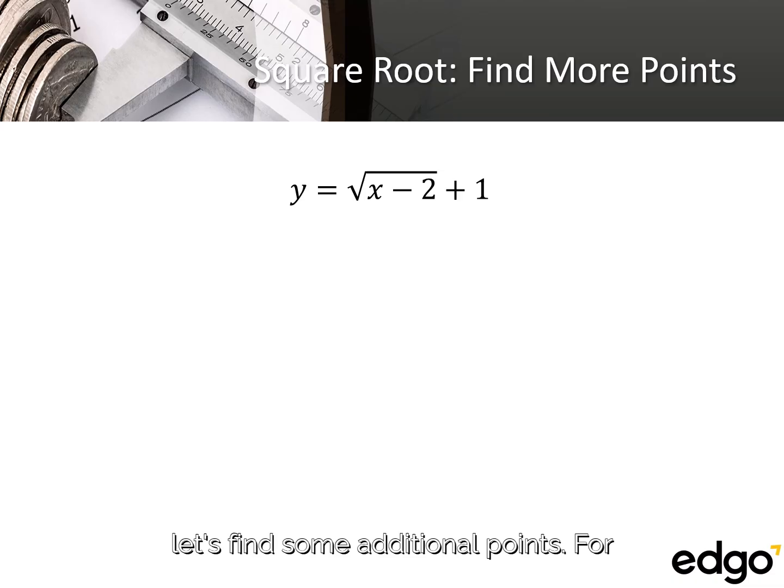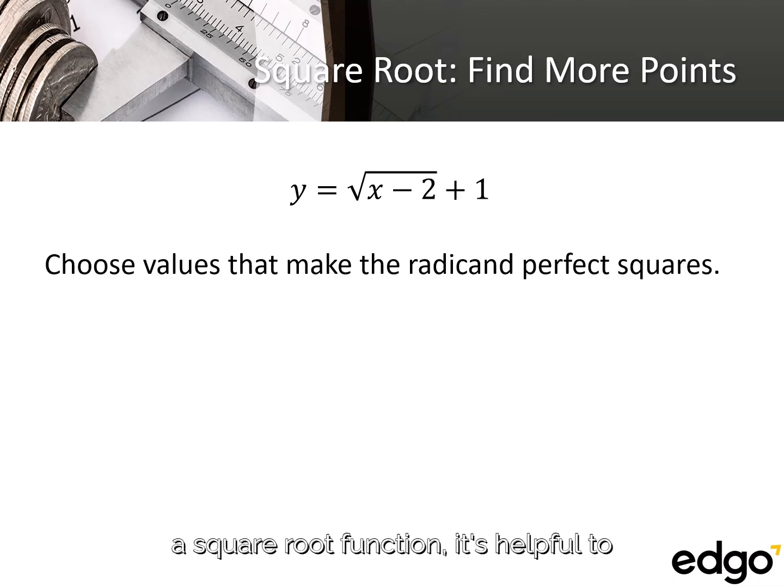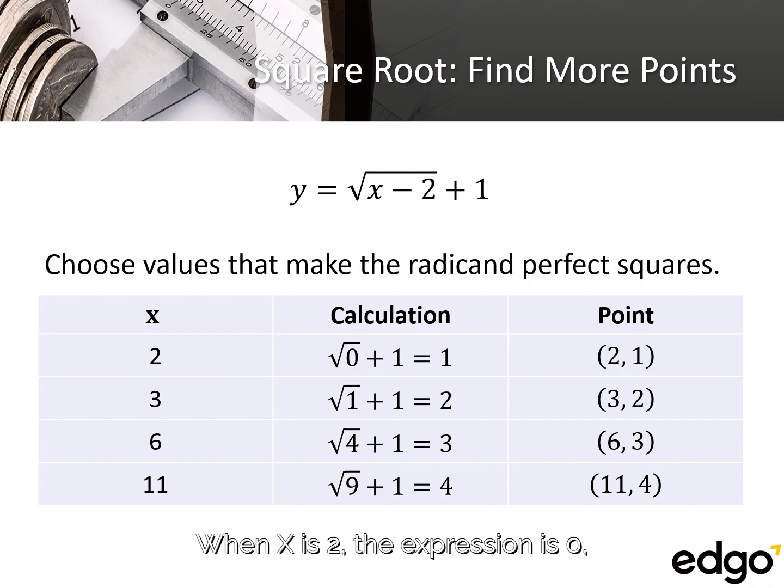Now let's find some additional points. For a square root function, it's helpful to choose values that make the expression inside the square root perfect squares. When x is 2, the expression is 0, giving us the point (2, 1). When x is 3, the expression is 1, giving us (3, 2). When x is 6, the expression is 4, giving us (6, 3). And when x is 11, the expression is 9, giving us (11, 4).